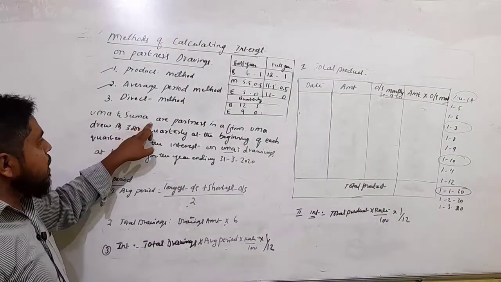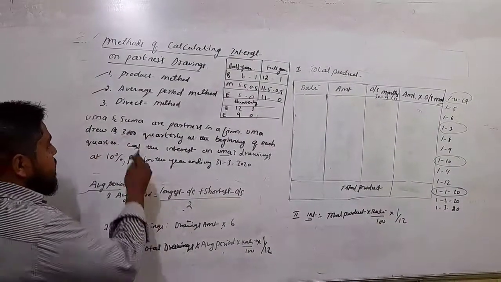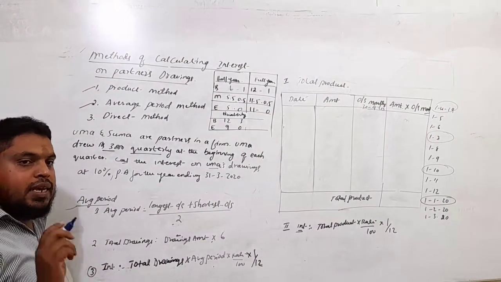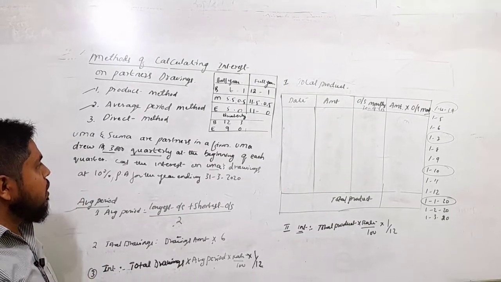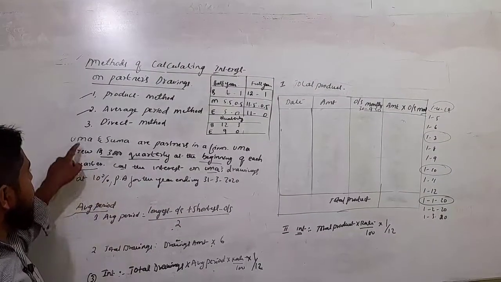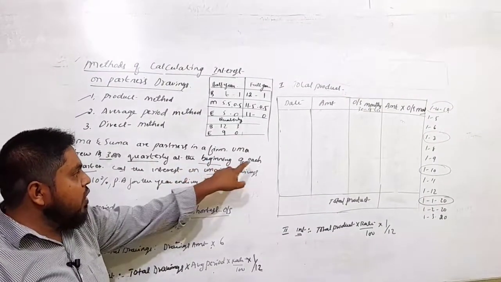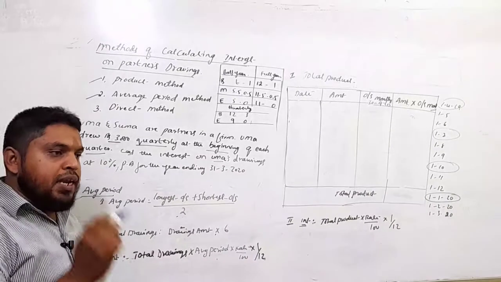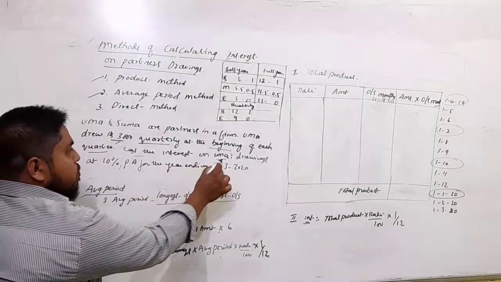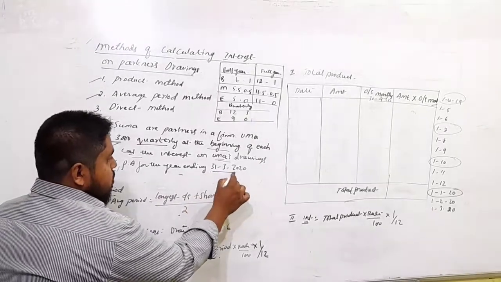See, Uma and Suma are partners in a firm. Uma drew rupees 3000. She has taken 3000 quarterly. So quarterly means once in 3 months. In a year we will get 4 quarters. So at the beginning of each quarter, Uma drew rupees 3000. Every beginning of each quarter she has taken 3000. Calculate the interest on Uma's drawings at 10% per annum for the year ending 31st March 2020.